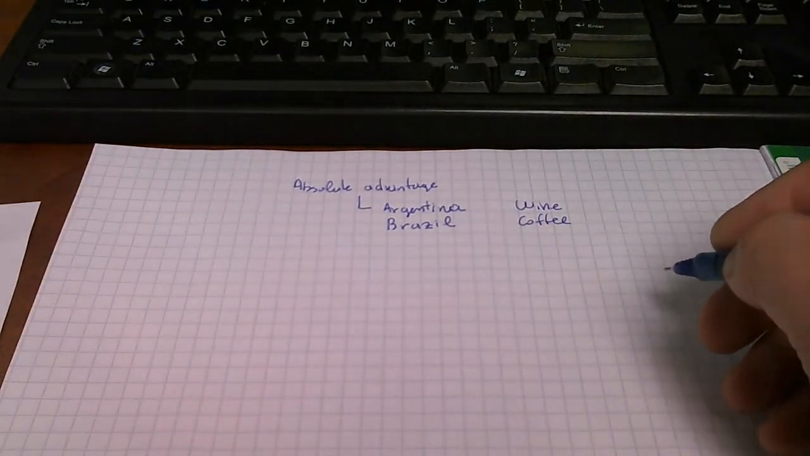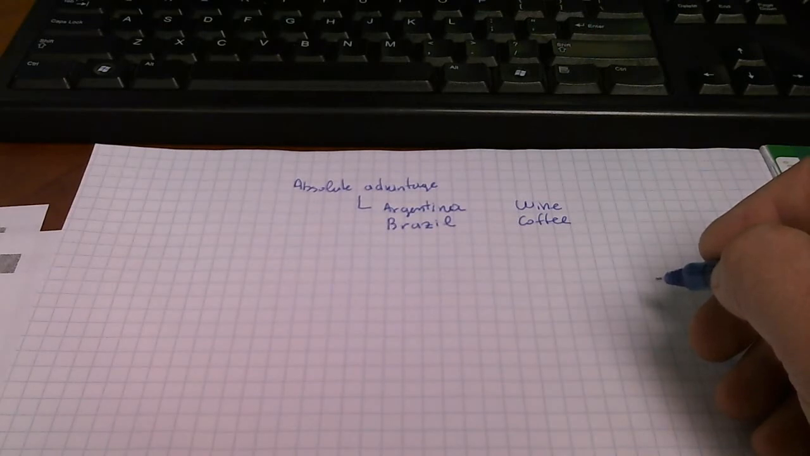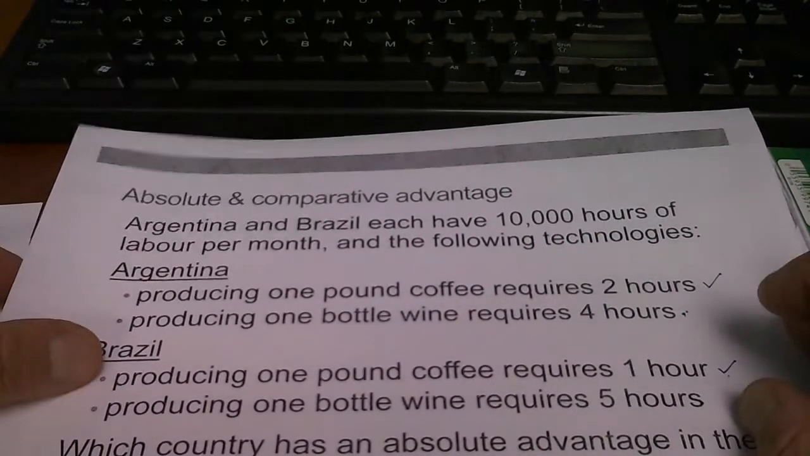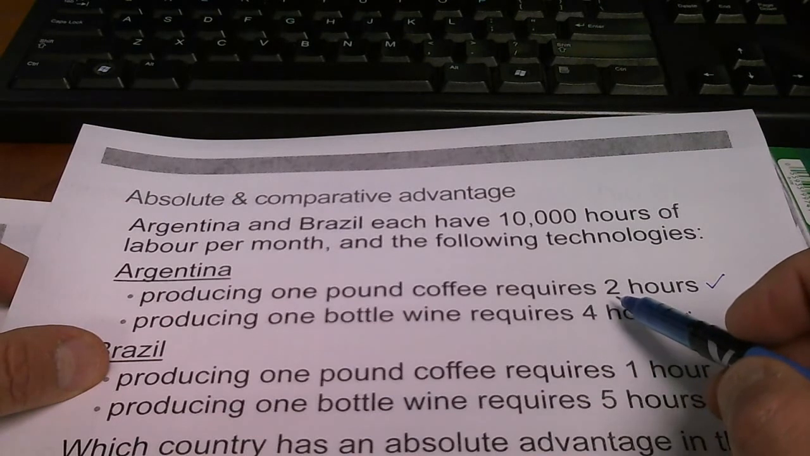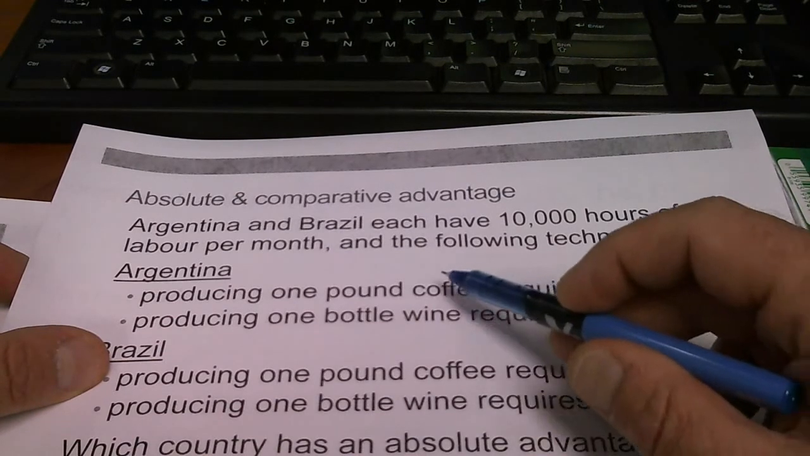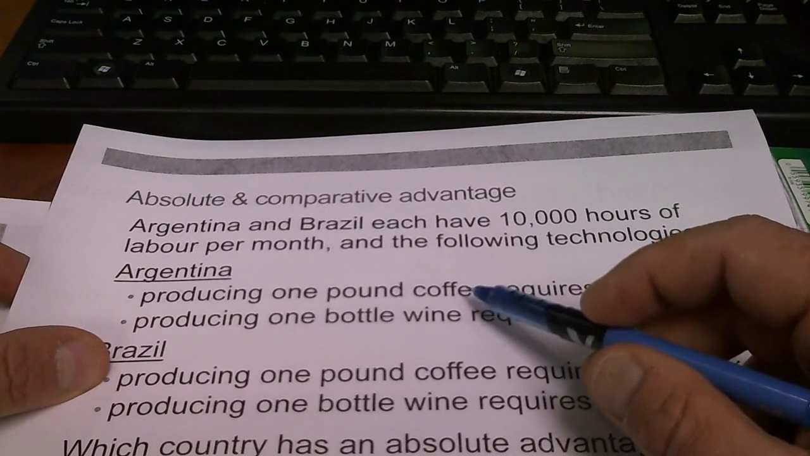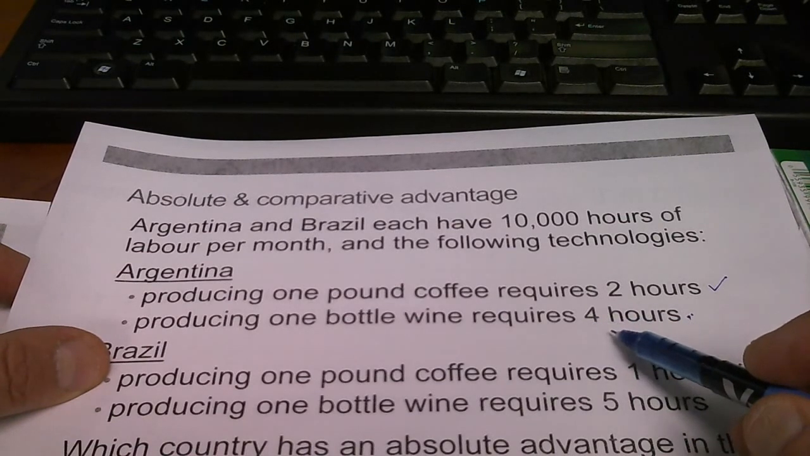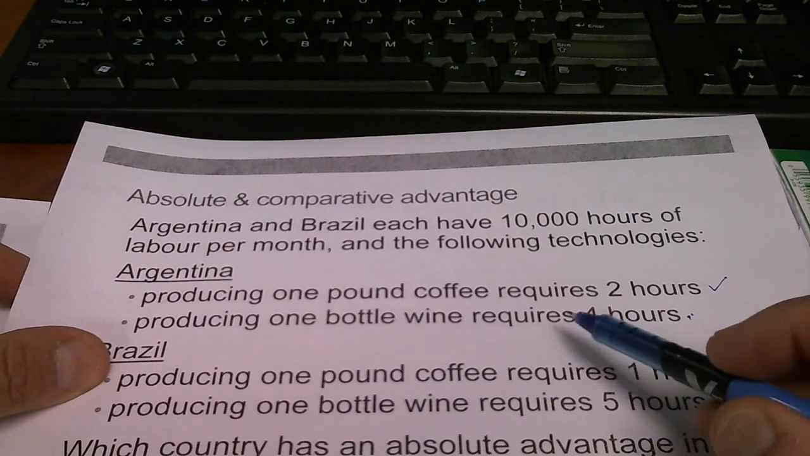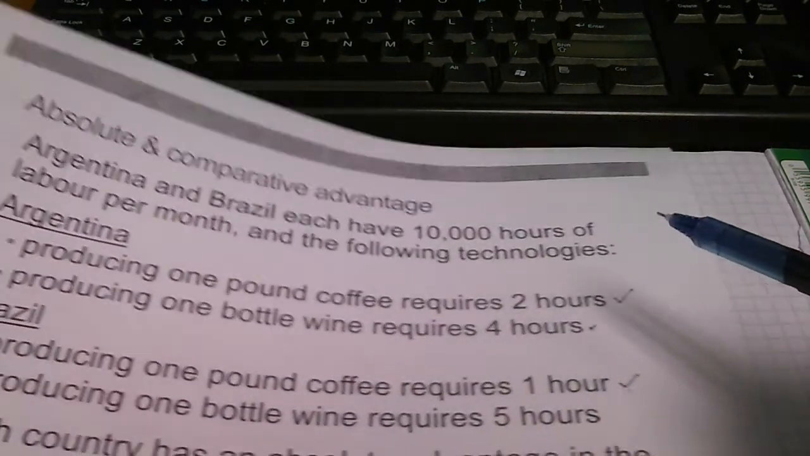So let's look at the comparative advantage, which is a little bit more difficult to compute because it requires you to express one good in terms of how much you're giving up of the other good. And here we have it in terms of how many hours it requires to produce one particular good. So the way to go about it is, if we allocate 2 hours, we can produce 1 pound of coffee. If we allocate 4 hours, we can produce 2 pounds of coffee. But we can take those 4 hours and allocate them to wine. So in that case, we have one bottle of wine. So we can produce one bottle of wine for 4 hours, or we can produce 2 pounds of coffee for 4 hours.